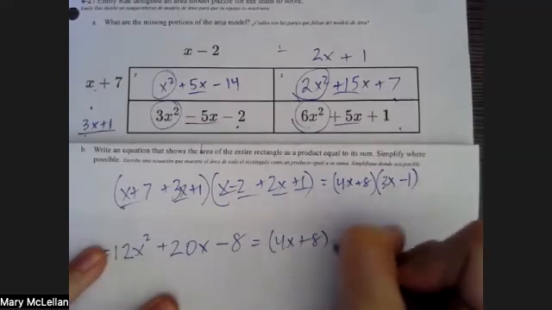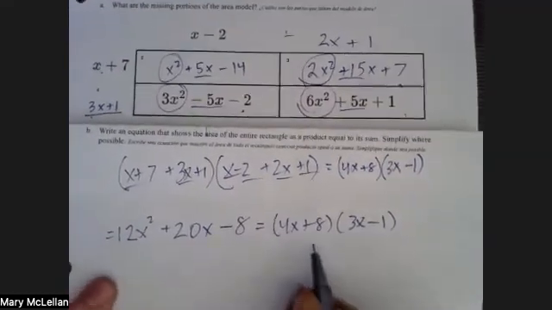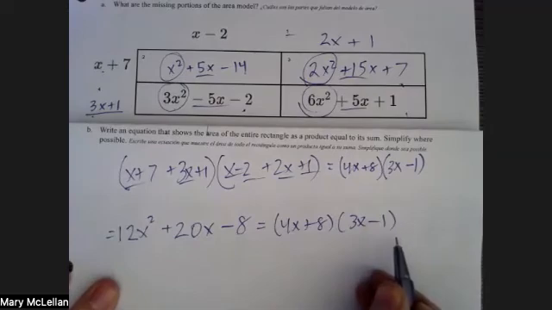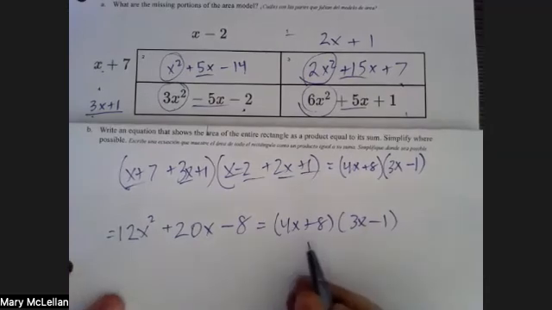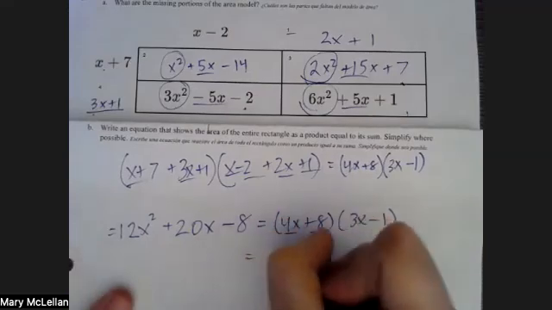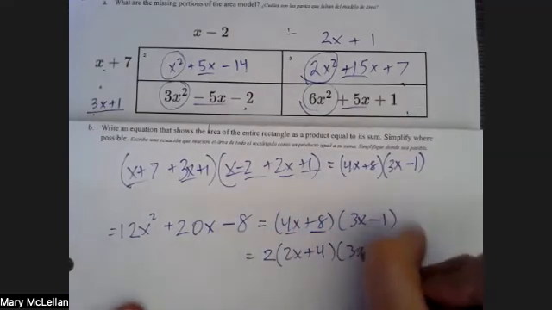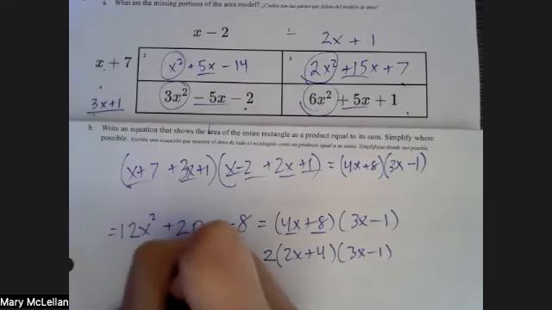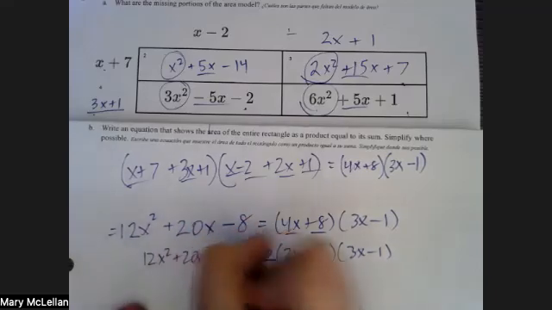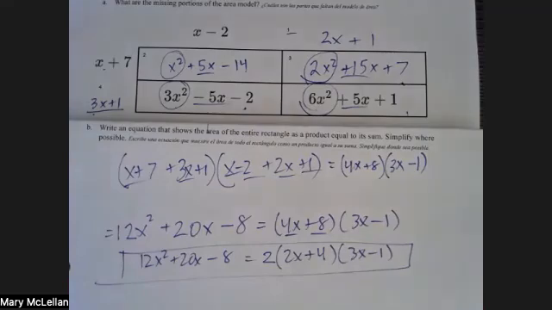4x plus 8 times 3x minus 1. I would accept this, but I would like it more if you factor out anything that has common factors in its terms. So each of these is divisible by 2, so I'd actually prefer you to write 2 times 2x plus 4 times 3x minus 1 is 12x squared plus 20x minus 8. Final answer. We did it.